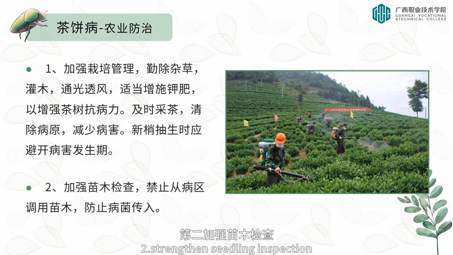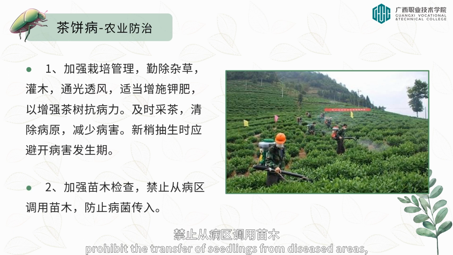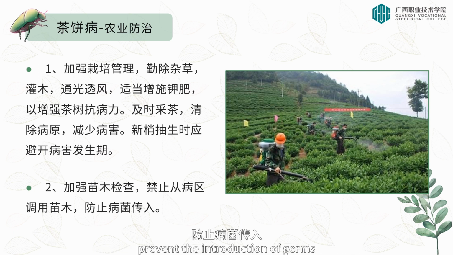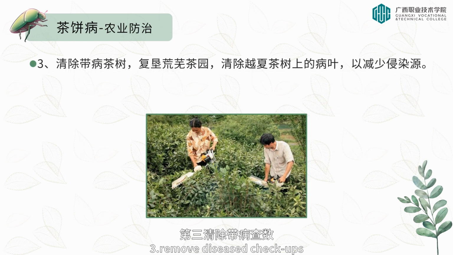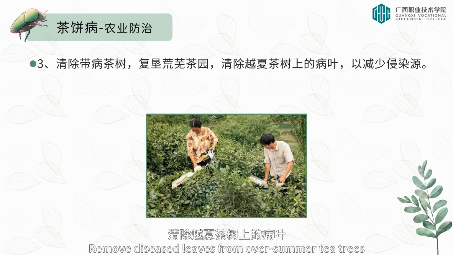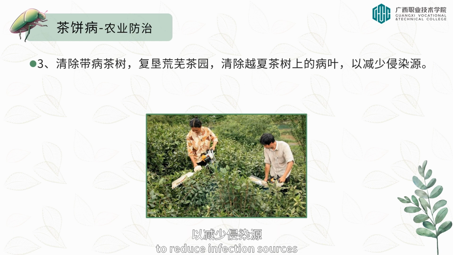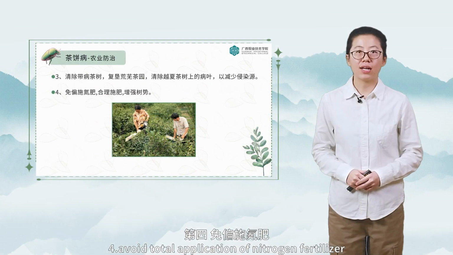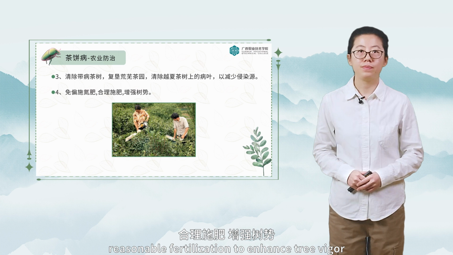2. Strengthen seedling inspection. Prohibit the transfer of seedlings from diseased areas to prevent the introduction of germs. 3. Remove diseased plants. Reclaim barren tea gardens. Remove diseased leaves from oversummer tea trees to reduce infection sources. 4. Avoid excessive application of nitrogen fertilizer. Use reasonable fertilization to enhance tree vigor.